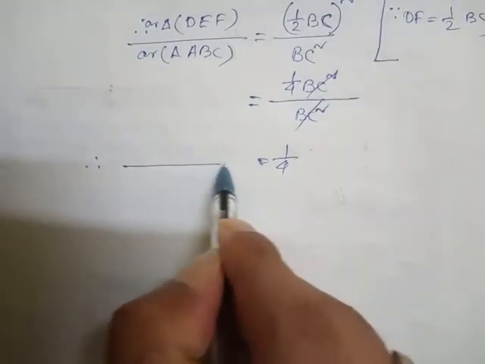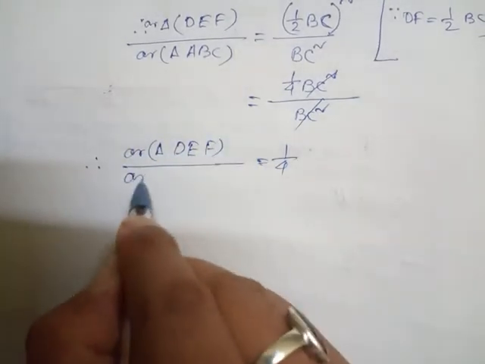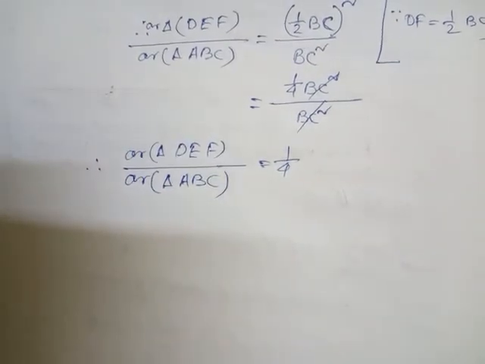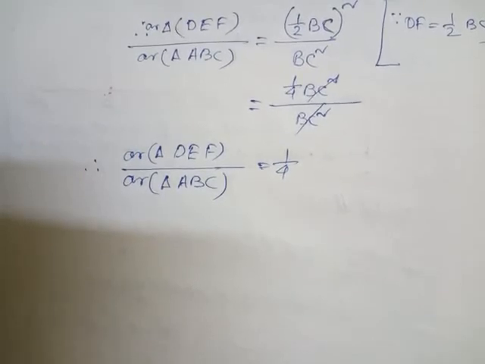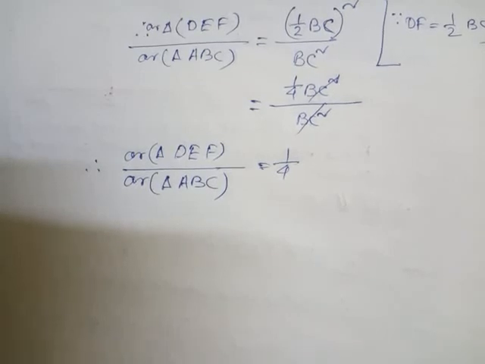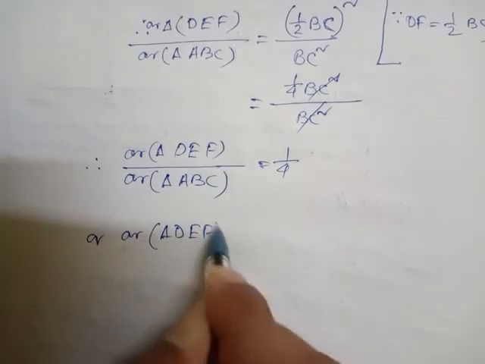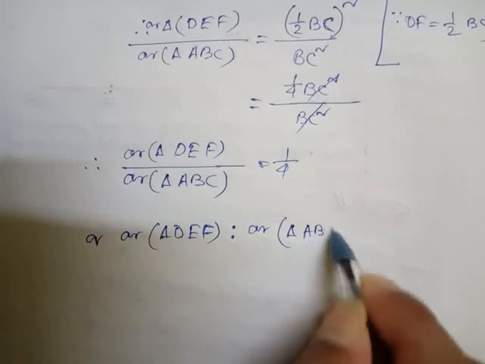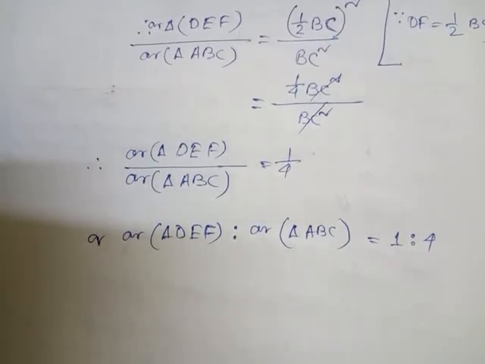So the last line will be that, therefore, area of triangle DEF by area of triangle ABC equal to 1 by 4, and this is the answer of question number 5, exercise 6.4. We have to find out the ratio. So this is a ratio, or the last line will be like this: area of triangle DEF is to area of triangle ABC equal to 1:4. This is the answer of question number 5, exercise 6.4, class 10 general maths.